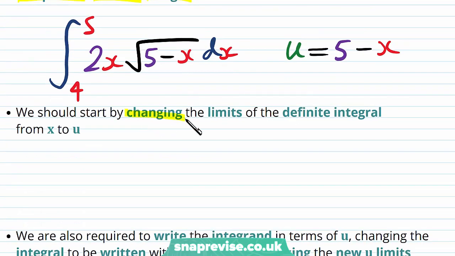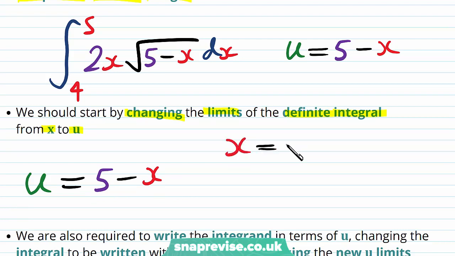We should start by changing the limits of the definite integral from x to u. This is the main difference with definite integration by substitution. We have that u is equal to 5 minus x, and so we take our limits. The first limit is x is equal to 4, and the second limit is x is equal to 5. Now notice that I write x is equal to these limits. I write this because these are limits of the x integral. We are integrating with respect to x.